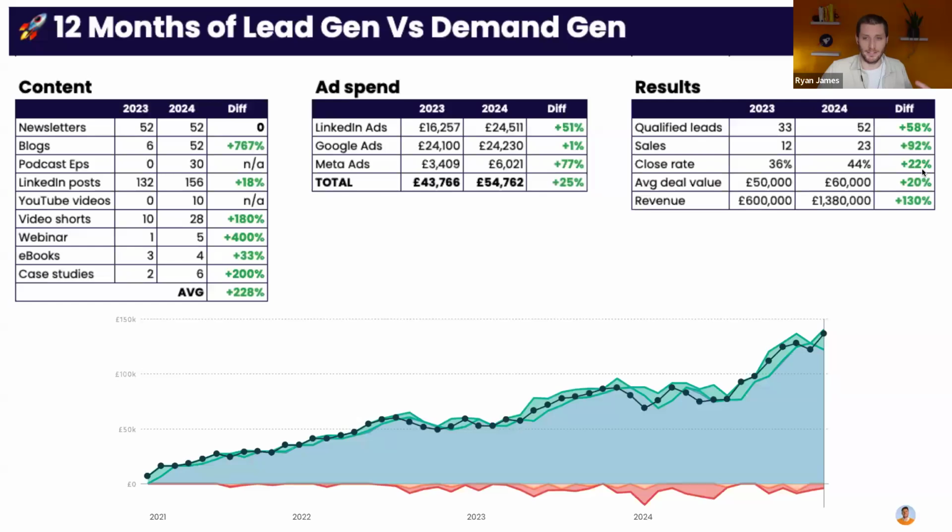But with demand generation, it does. People come to us and they know who we are. They've been following us for ages. They're ready to buy. We even increased our pricing quite significantly. We increased our pricing by 20%. That has had a positive impact on everything. So the revenue was up 130%. Without increasing ad spend that much, just creating a lot more content, the revenue really went up.